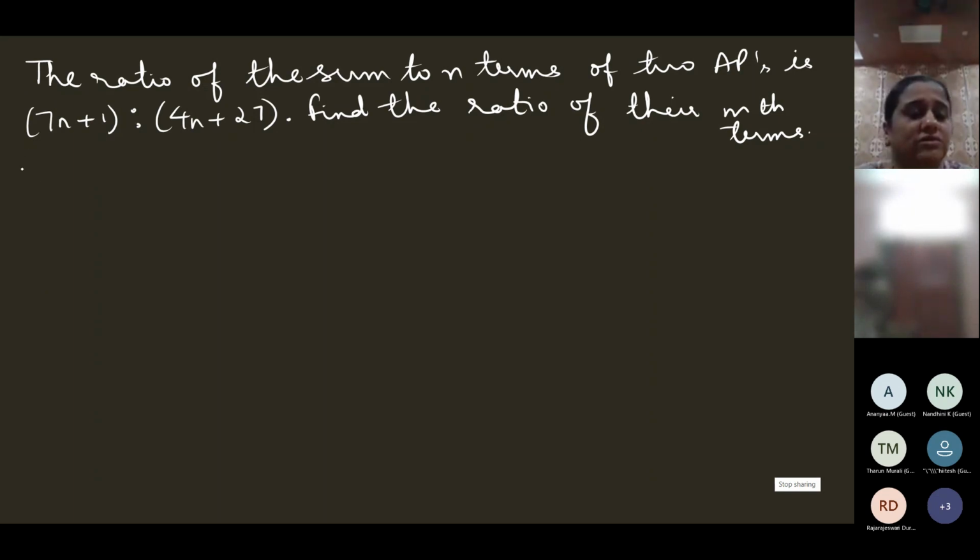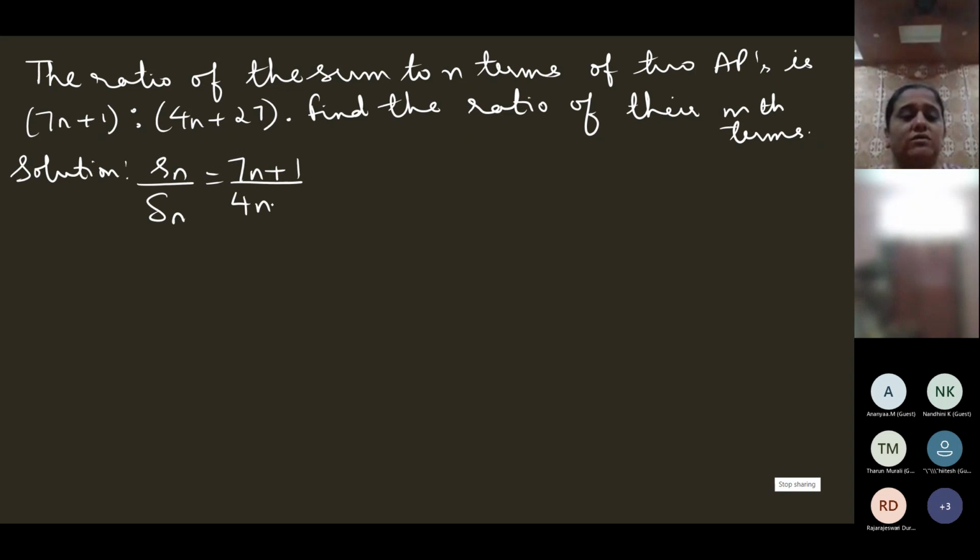Children, this is quite similar to the earlier one. The ratio of the sum to n terms of two APs is 7n plus 1 is to 4n plus 27. How do we write this? I want the answer from you. Sn by Sn equal to 7n plus 1 by 4n plus 27. Very good.